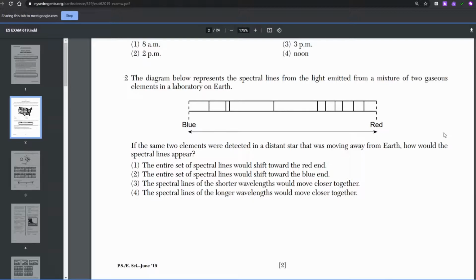So once again, if the same two elements were detected in a distant star that was moving away from the Earth, how would they appear? If something's moving away from you, everything is going to appear to shift to the red. So everything would appear to shift to the red end. Now, the opposite would be true if they mentioned a star that was moving towards you. If a star is moving towards you, its wavelength would increase.